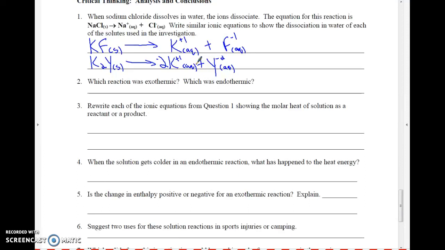So the part that takes a long time with this lab is not the procedure, but the calculations.